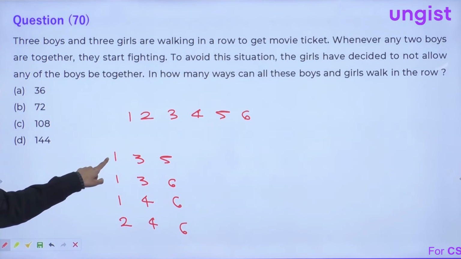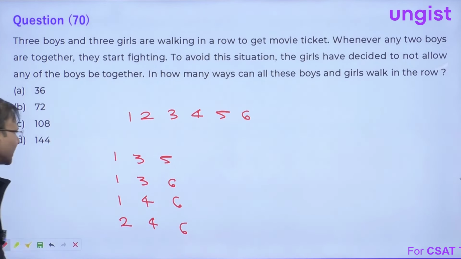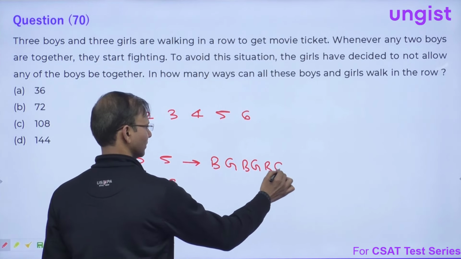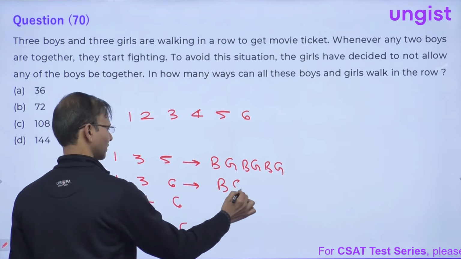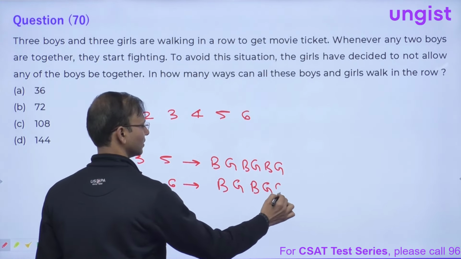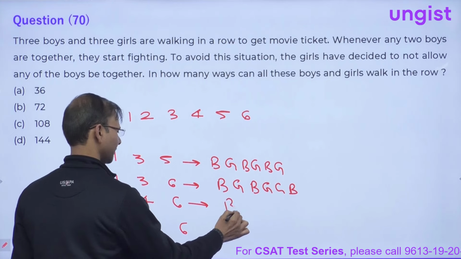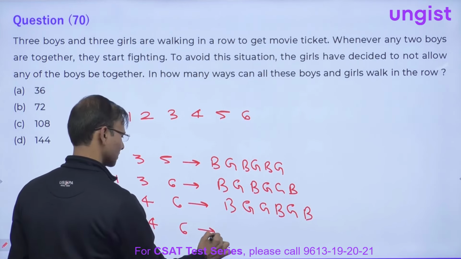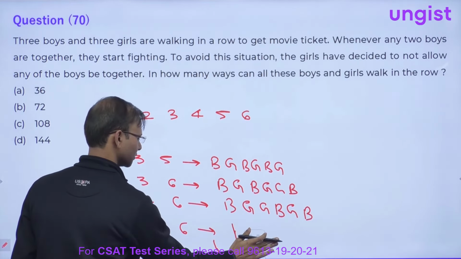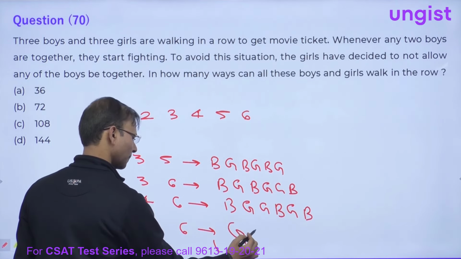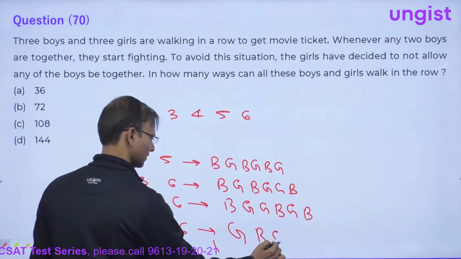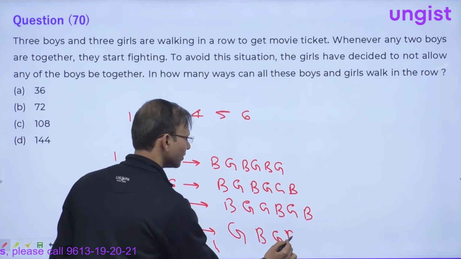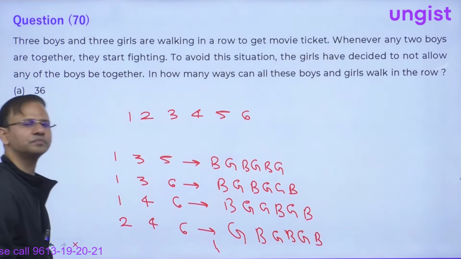We need to place the boys like this. First place pe boy dal dijiye, second mein nahi, fir third mein, fir fifth. So this combination is boy, girl, boy, girl, boy, girl. This combination is boy, girl, boy, girl, girl, boy. This combination is boy, girl, girl, boy, girl, boy. And this combination is girl, boy, girl, girl, boy, girl, boy. Guys, correct?